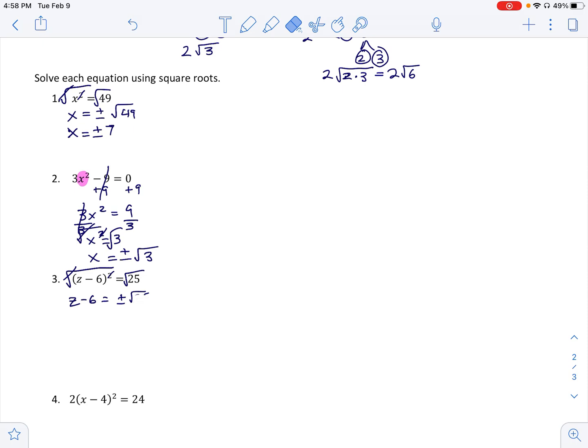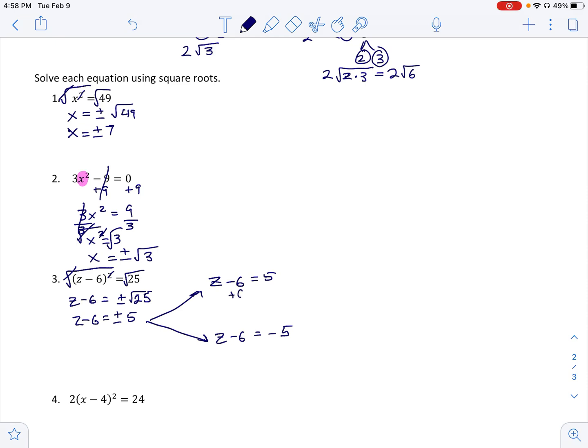The next step, we are going to simplify the square root of 25 because 5 times 5 is 25. So we can say z minus 6 is equal to plus or minus 5. All right, so z minus 6, we can actually break this up into two different equations. So z minus 6 is equal to 5, and z minus 6 is equal to a negative 5. So we always have two solutions.